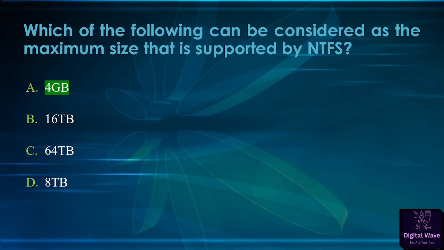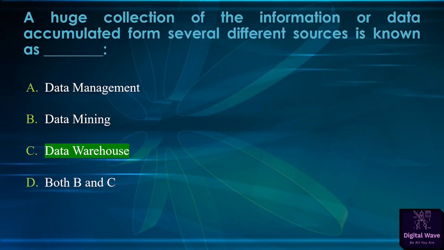Next question is, a huge collection of information or data accumulated from several different sources is known as. Here I have mistakenly already given the answer. So, options are here: data management, data mining, data warehouse and both B and C. So, the right answer will be C, data warehouse.